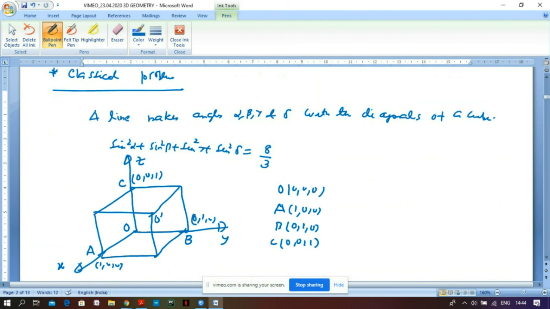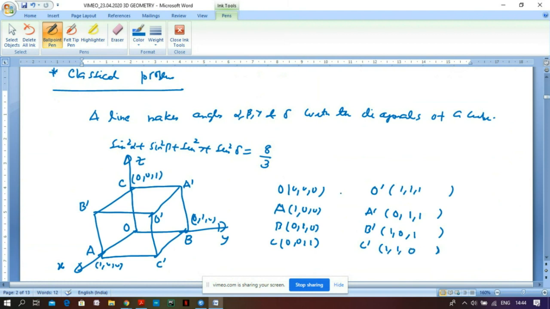The vertex opposite to A, let's label A prime. The vertex opposite to B, let me label B prime. And the vertex opposite to C, I will label C prime. So our other 4 vertices are O prime, A prime, B prime, C prime. Now O prime is like here. So the O prime coordinate, if you write, you will get 1, 1, 1. A prime will be 0, 1, 1. B prime will be 1, 0, 1. And C prime will be 1, 1, 0.